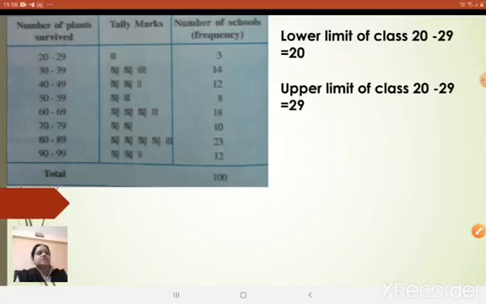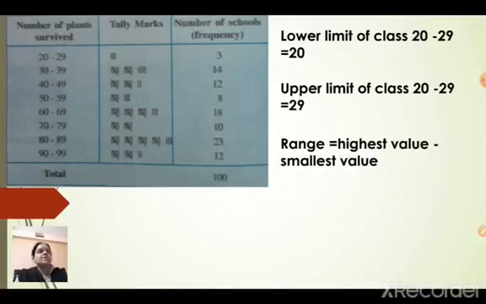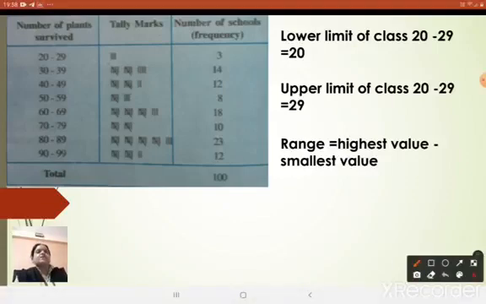Now let us see the third point. The third point is range. What is a range? Range is the highest value minus the smallest value. But this range, you cannot get it from this table. You have to find the range from your data. In the data, whatever is the lowest value and the highest value of the data, if you take the difference between them, it is called the range. So please don't get confused.